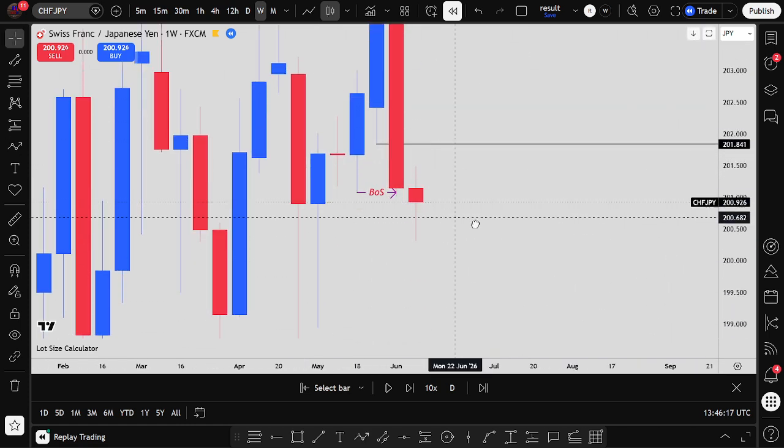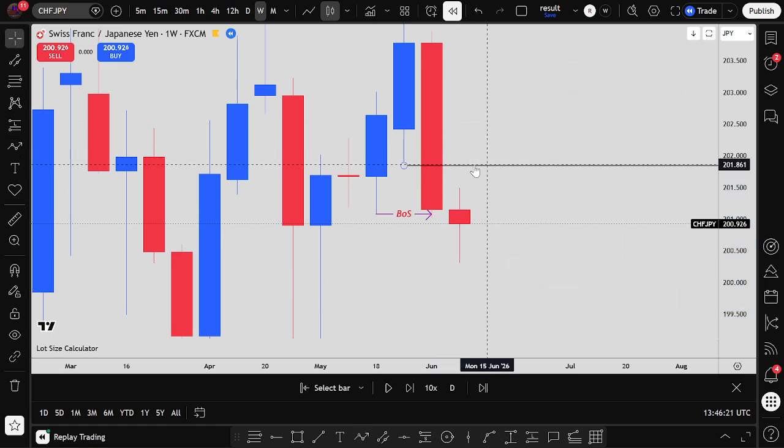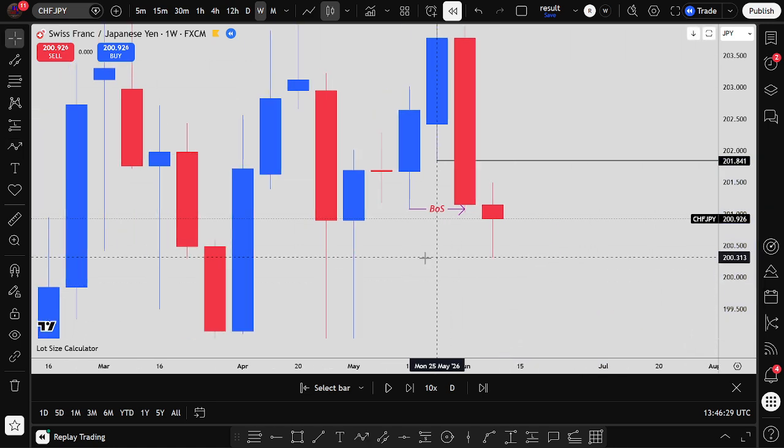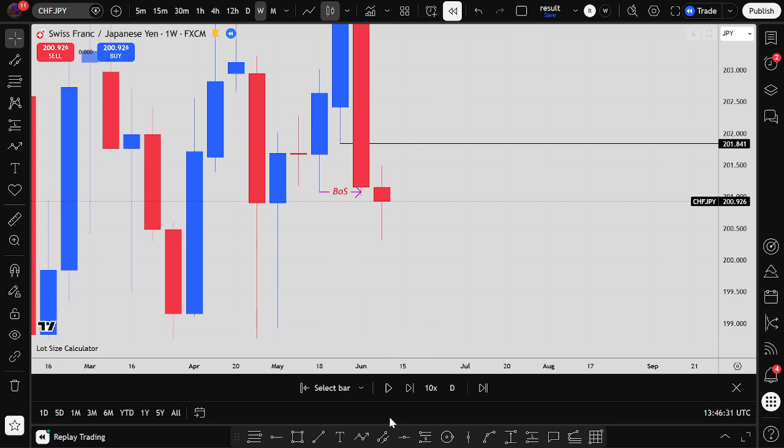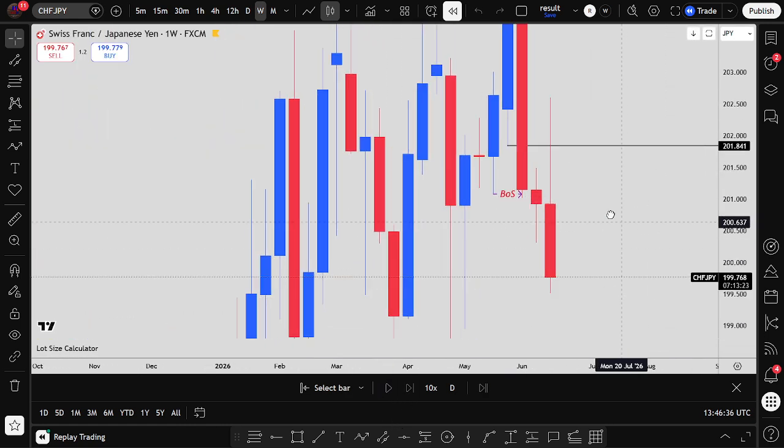Now, what do we expect? We expect the market to tap here and then drop, because we assume there is a lot of liquidity over here. The market moves because of liquidity, right? And we expect the market to touch here, consume some liquidity, and then begin to drop. Yeah, that's what we expect. Let's see how the market plays out. Yeah, it is still selling.